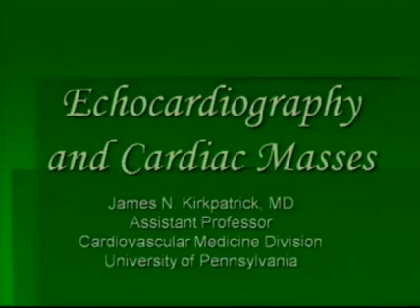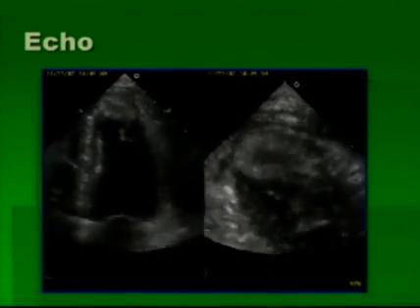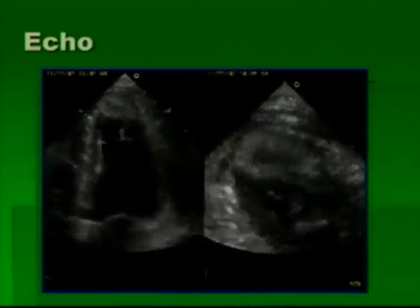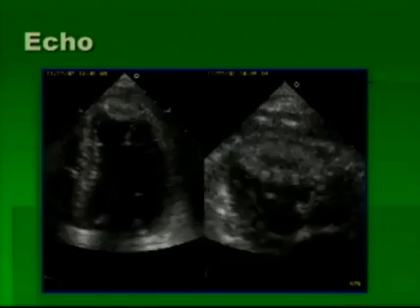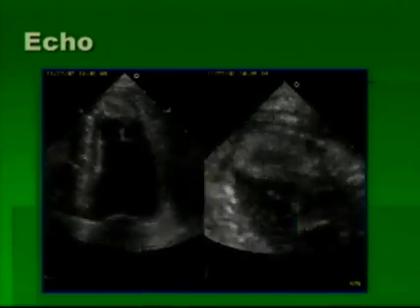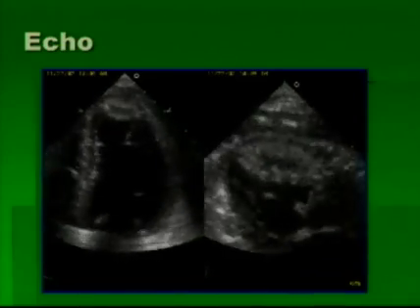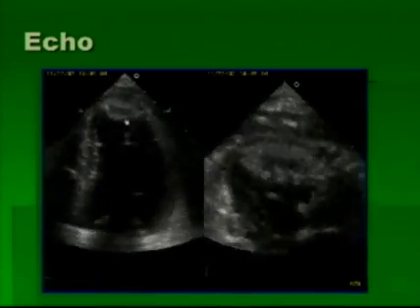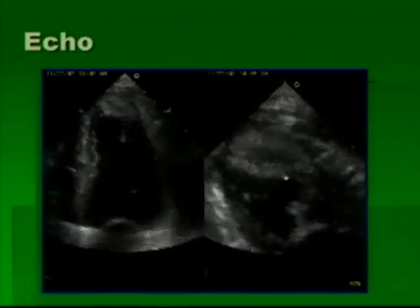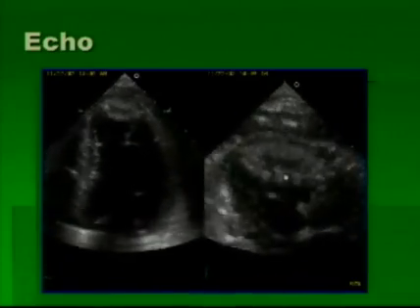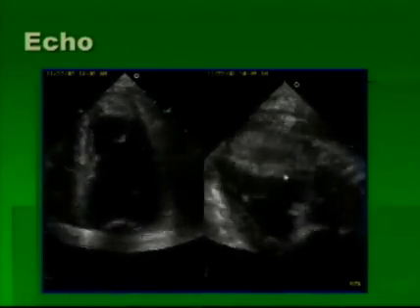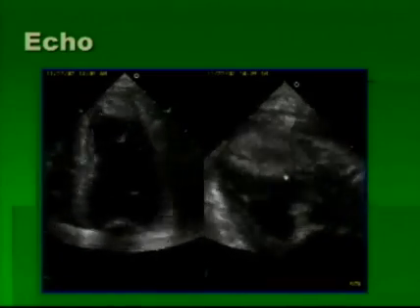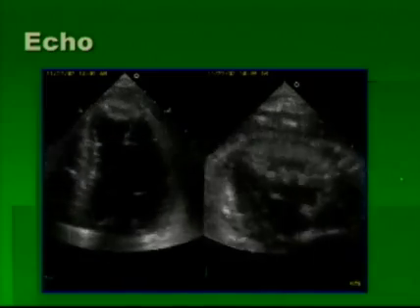Well, first, let's start with a case. Here is an apical four-chamber view on the left-hand side of the screen, which is cut down to emphasize the left ventricle. You can see that there's a well-circumscribed mass right there at the apex. And on the right side of the screen, that area is zoomed in. You can see, sure enough, it's well circumscribed. It appears to be arising from the ventricular myocardium. Doesn't extend outside of the heart into the pericardial space.